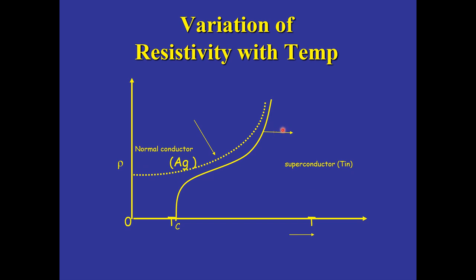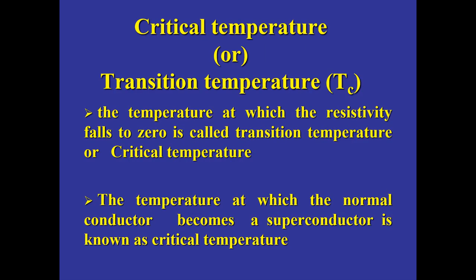But for a superconductor, for example tin, if we decrease the temperature, at a particular temperature the resistivity suddenly becomes zero. That temperature is known as the critical temperature. Below this critical temperature, the resistivity is zero. The tin behaves like a superconductor. At the critical temperature, the resistivity falls to zero. That is known as the transition temperature, at which it transforms from the normal conducting state to the superconducting state. The temperature at which a normal conductor becomes a superconductor is known as the critical temperature.